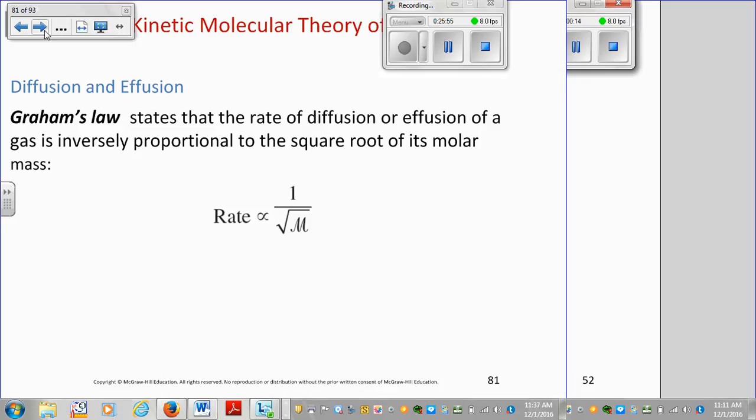And what did we say before about it? Remember we had chlorine, nitrogen and helium. Remember at a given temperature, the helium moved a lot faster because it was lighter. So a heavier gas diffuses slower than a lighter gas.